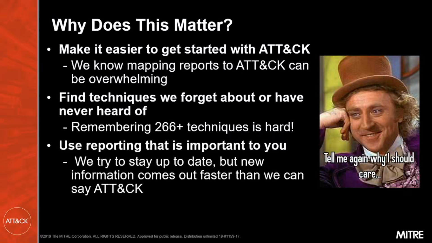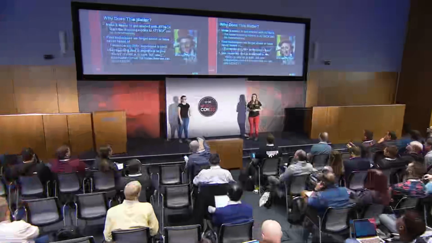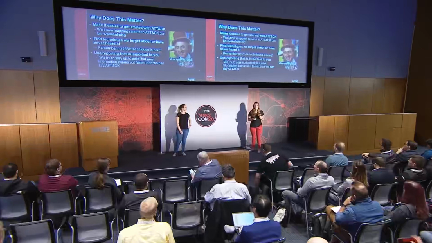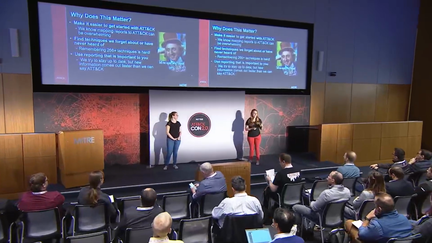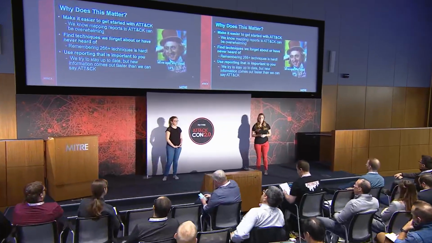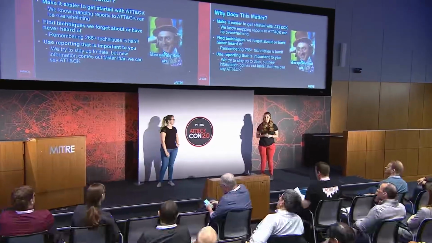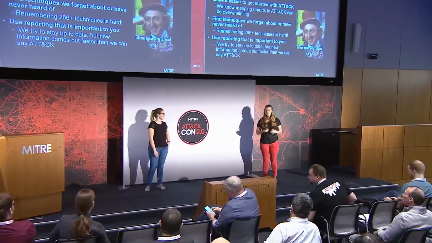So why does this matter? Other than our use case, which was to automate our jobs, we hope that it's useful for you as well. We know that mapping reports to ATT&CK can be overwhelming. There's a lot of techniques to choose from. And so we hope that this is a good starting place, since there's only a handful of techniques that the analyst needs to review per sentence. As Jackie mentioned, remembering 266 and growing techniques is hard, and there are many techniques that sometimes I forget about. And so luckily the computer doesn't have that problem, so it can remember them for us.